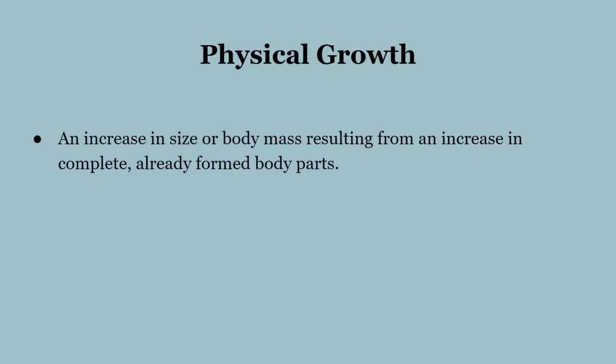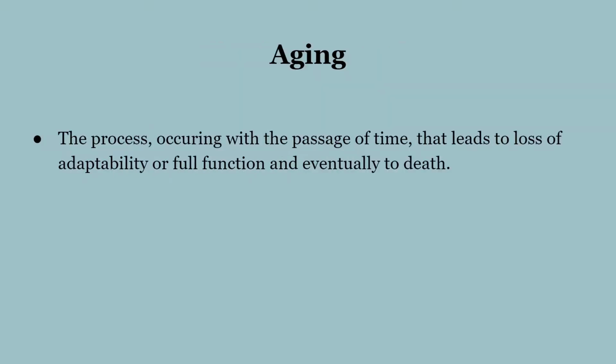The next slide is physical growth, which is an increase in size or body mass resulting from an increase in the number of complete, already formed body parts. Physical growth is straightforward: an increase in size or body mass, as it states. For humans, this growth period starts with conception and ends in late adolescence or the early 20s. Next, aging: the process occurring with the passage of time that leads to loss of adaptability or full function and eventually to death.